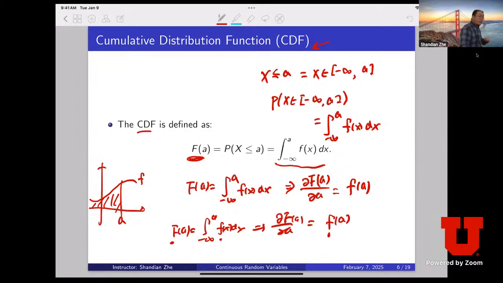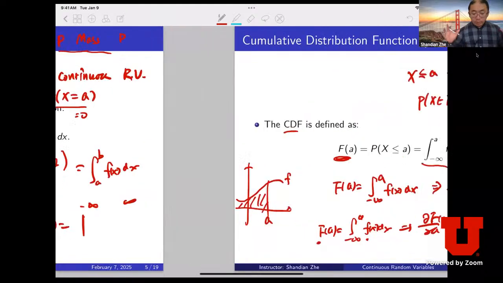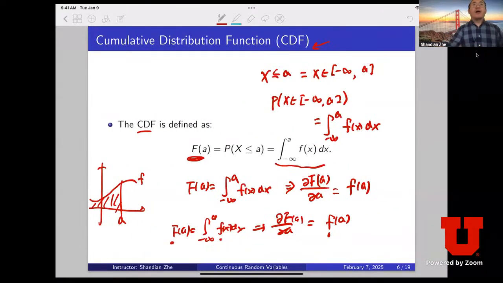You will see that when we talk about continuous random variables, the most important things associated with them are these two functions: the PDF, the probability density function, and the CDF, the cumulative distribution function. All your properties about these random variables are reflected in these two functions. That's why their definitions are really, really important.